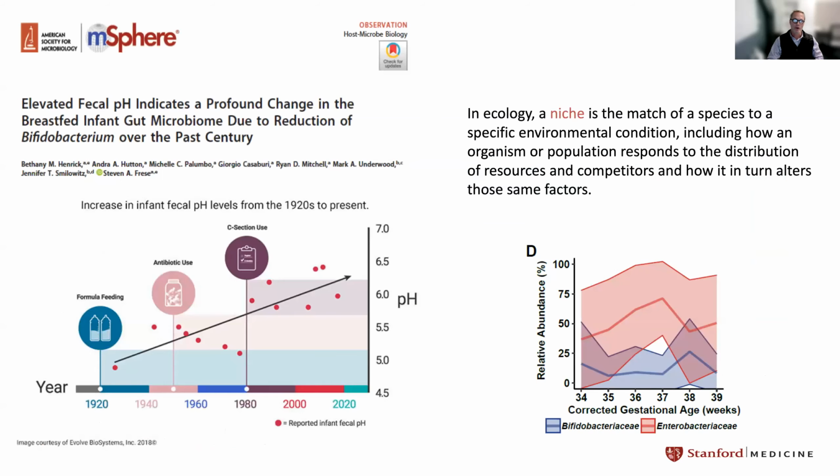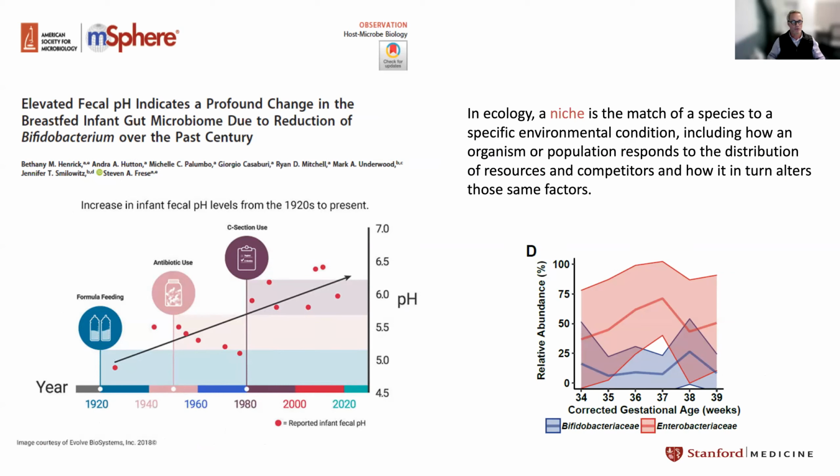And if we bring it closer to home and look at the left-hand side of this slide, at what's going on with our infants, we've identified a profound change in the breastfed infant gut microbiome due to a reduction of bifidobacterium over the past century. And at first pause, you might question why that is a big deal. Well, this graphic demonstrates some of the outward measures and pressures that have been placed, and the result of that.